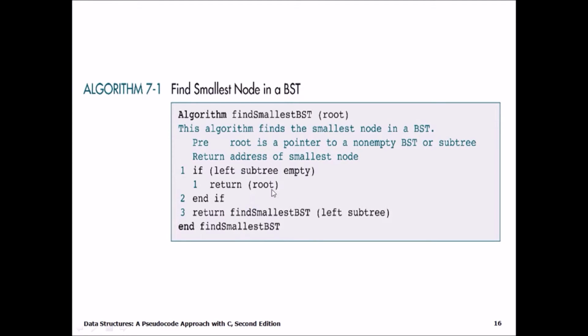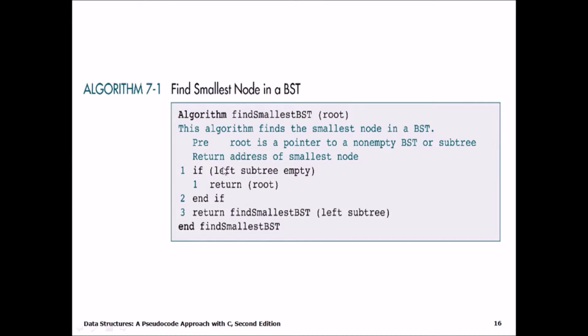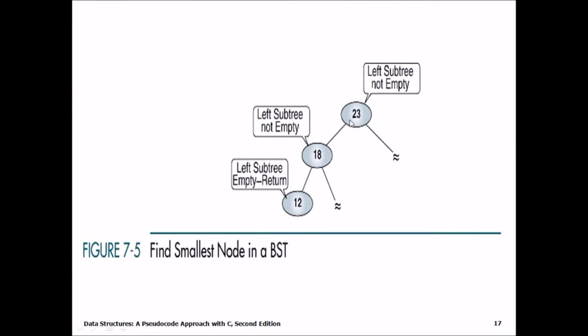Let me show you, finding the smallest node in a BST. Here the left subtree is not empty, because if it were empty, the final number 23 would be returned, but it is not empty. We go to the next node, the left subtree. The left subtree is again not empty, so we go to the left subtree. Here you don't have a left or right tree, so this 12 will be returned. Now you understood what has been said here.